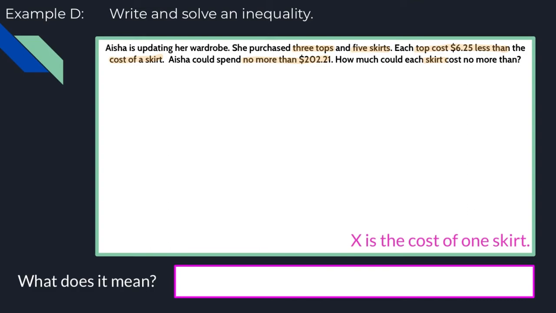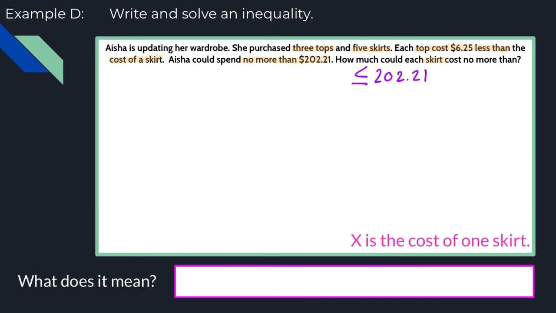Now let's find our inequality symbol, and it says Aisha could spend no more than $202.21. Since she could spend no more than, that means we can't spend $205, we can't spend $207. The maximum amount she could spend is $202.21. So we're going to have less than or equal to $202.21.